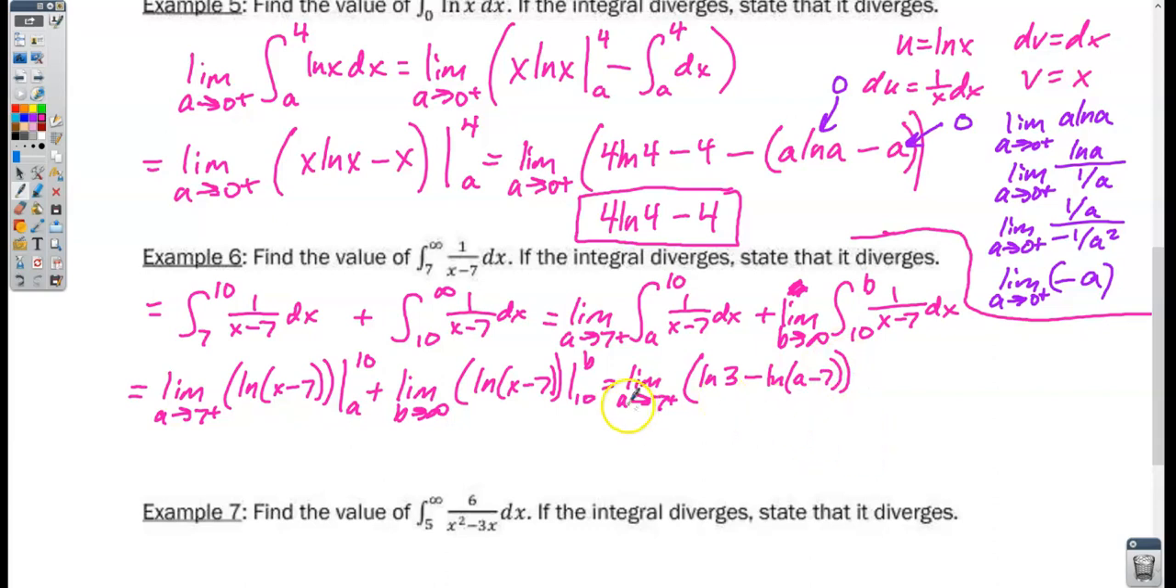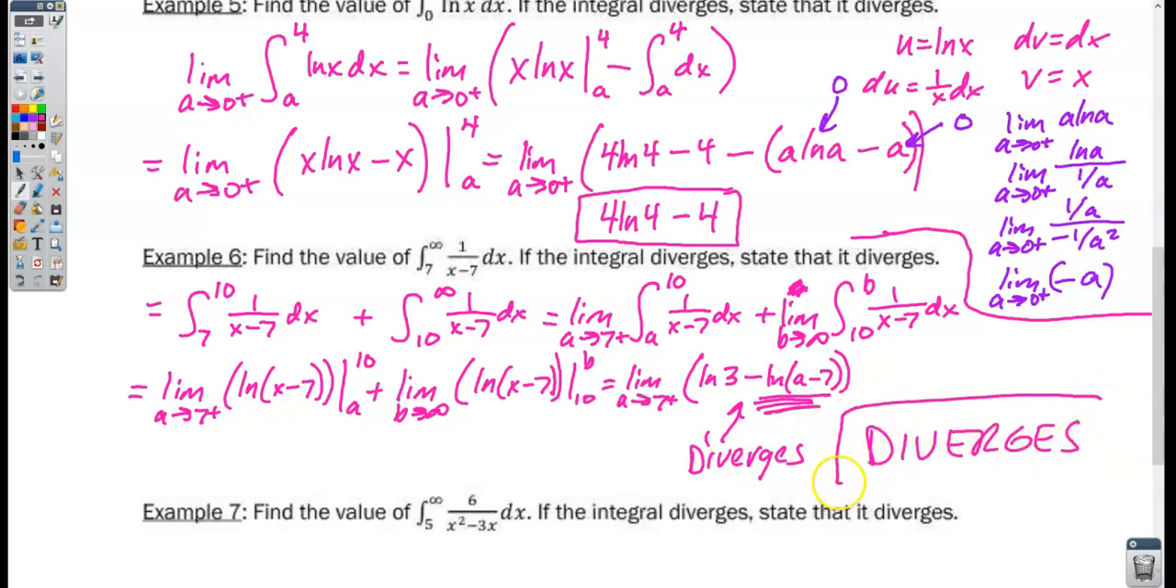Oh boy. And look at that. This limit, as a approaches 7 from the right, does not exist. That's a negative infinity. So this piece diverges. Therefore, the entire integral diverges. The other piece actually diverged as well. As b went to infinity, this whole expression went to an infinite value.